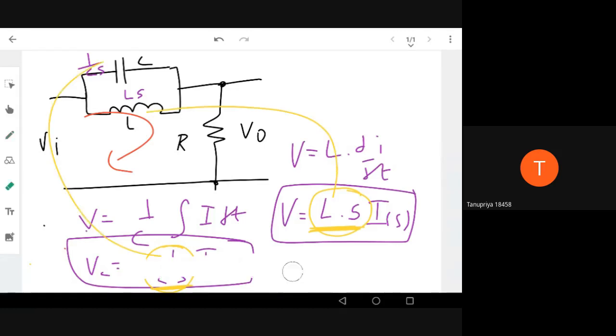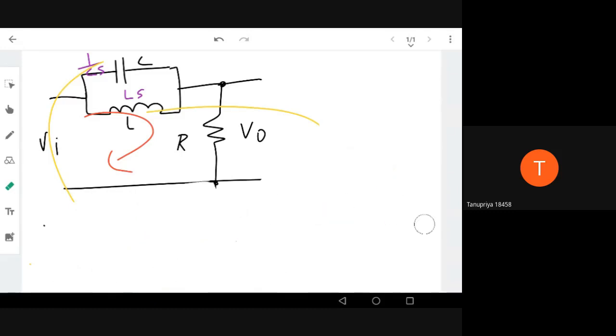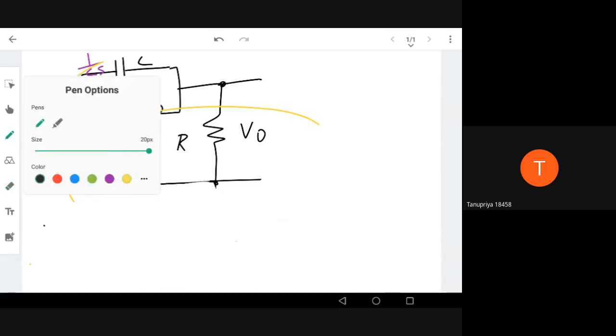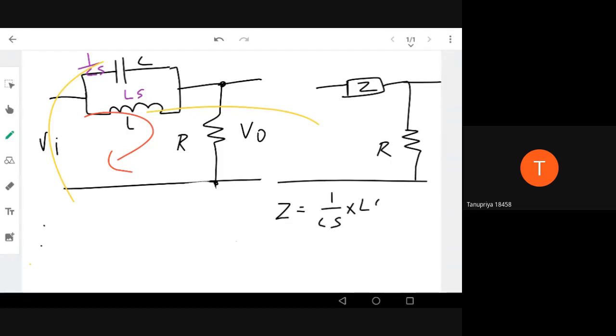Then what happens? Okay, then I can write this as a parallel combination. The equivalent circuit is a Z impedance and a resistance. This can be R. So what is this Z? Z I know is a parallel combination of this thing. That is nothing but 1 by CS into Ls divided by 1 by CS plus Ls. Okay, you can simplify it if you want. You can get something here for Z.